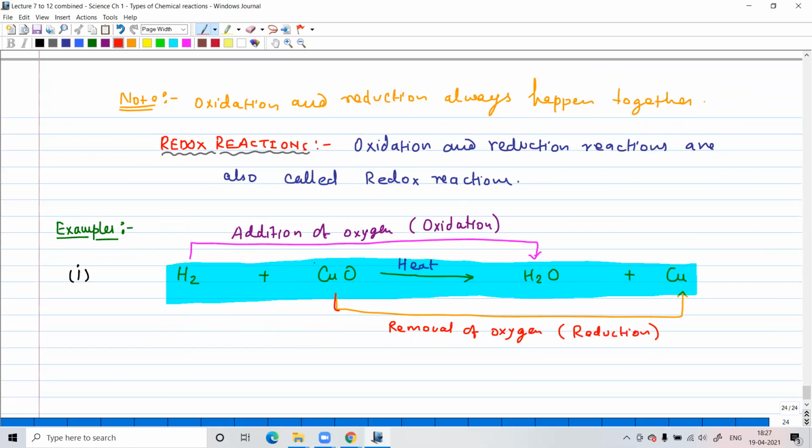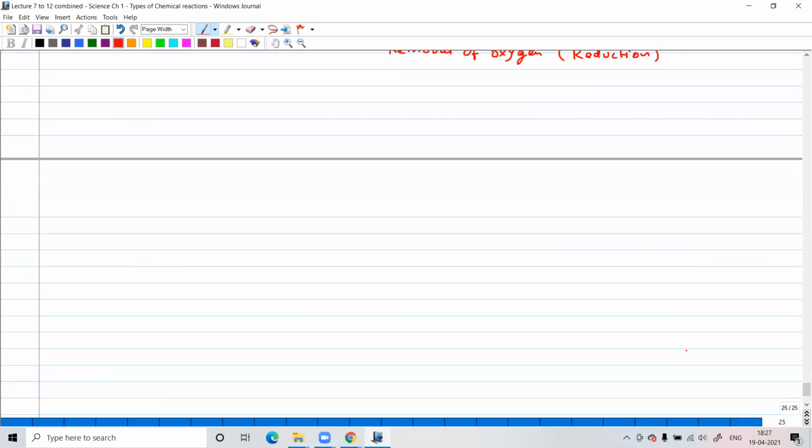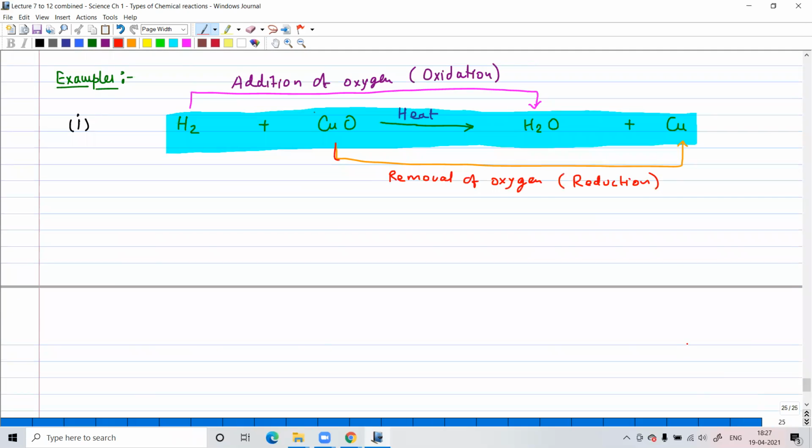Tell me if that makes sense. Sir? Yes, tell me. So for CuO, we call it as copper oxide. So what do we call H2O? H2O, we call it water, but this is also an oxide of hydrogen. Okay, water is also an oxide of hydrogen.